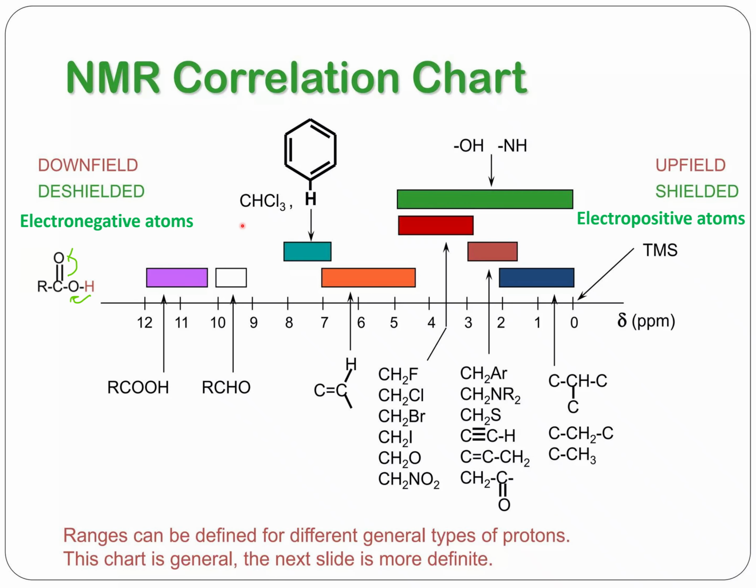Okay, now we'll look into this. This shows the overall chemical shift and the availability of the peaks. Electronegative atoms can be found here and electropositive atoms in that direction. This is for downfield, deshielded. This is for upfield, upshielded, shielded also. And the more electronegative the atom, the more it will be deshielded, towards 10, 11, 12.